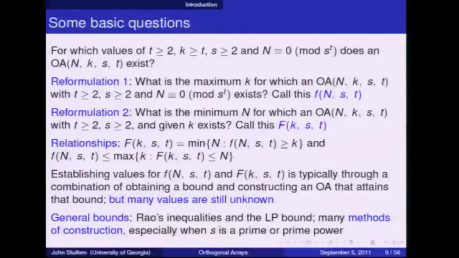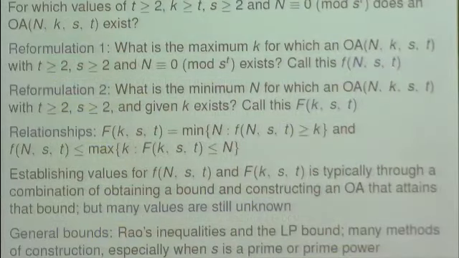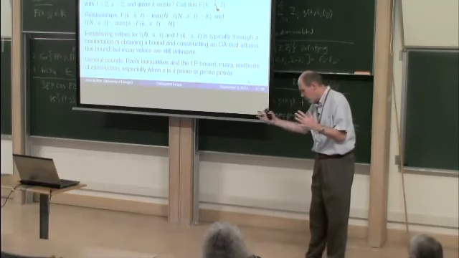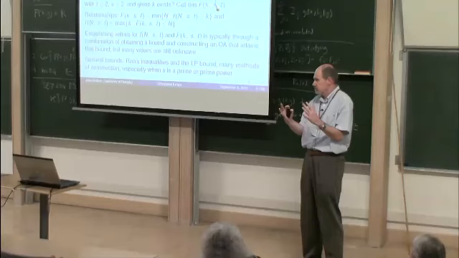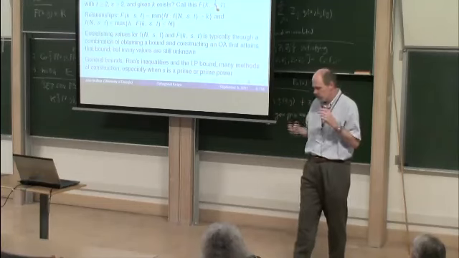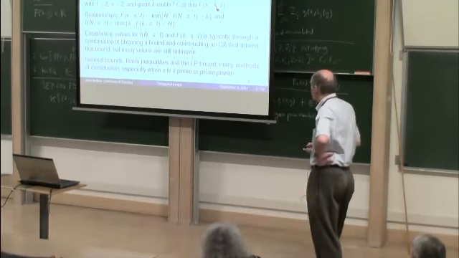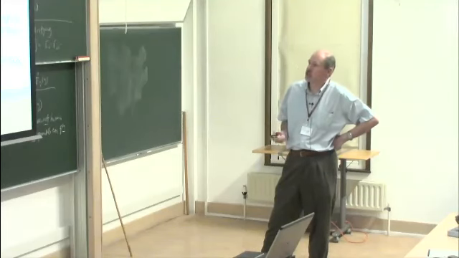The first one says, if you tell me what the number of rows is, the number of symbols, and the strength, what is the maximum number of columns that I can obtain so that I can form an orthogonal array with these parameters? I'm really only interested in the maximum number of columns, because if I know the maximum, I can drop a column and then I get other numbers of columns. So really what I want to know is the maximum number of columns. That's one reformulation.